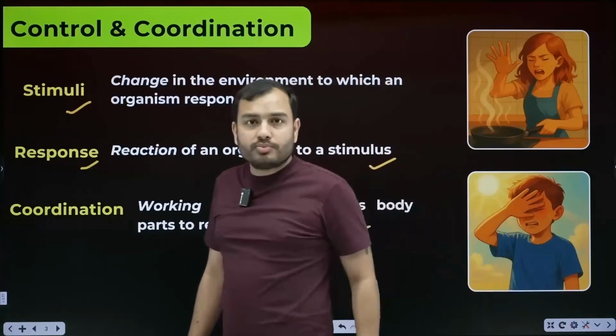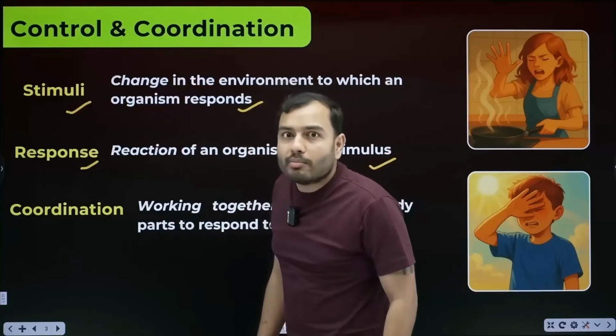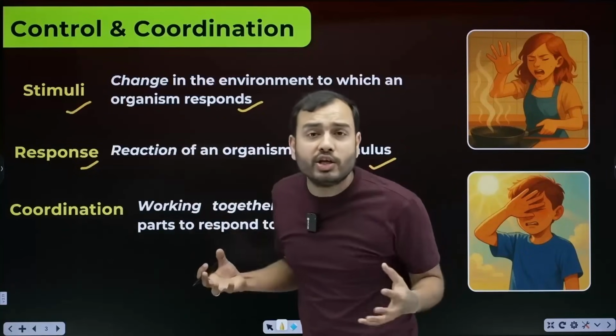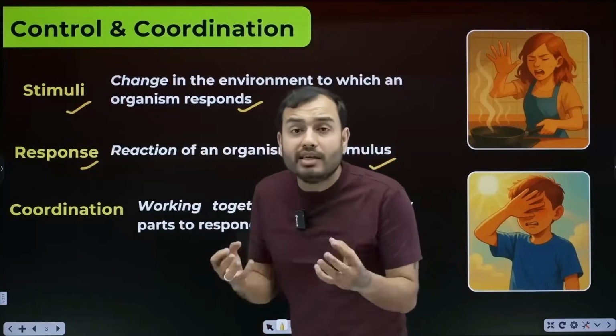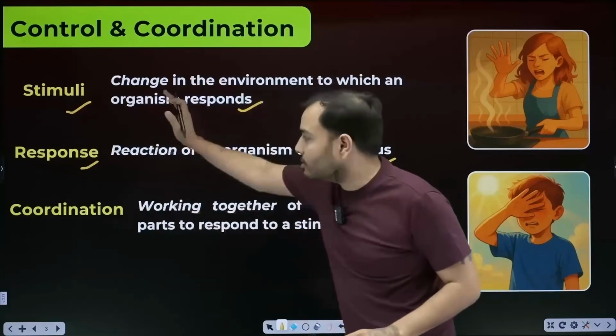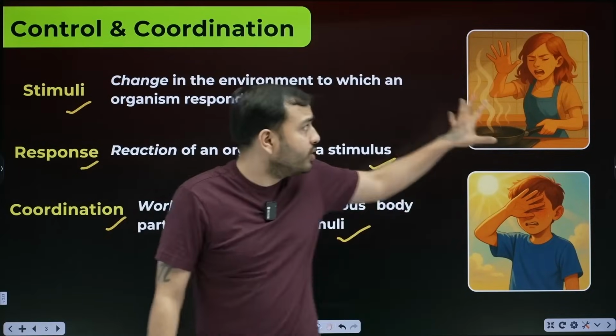Right now I'm standing here, looking at the camera, speaking, moving my hands, and standing balanced on my feet. What is that? It's coordination of my different body parts working together. So these three terms are clear now: stimuli, response and coordination. Look, here are two examples.